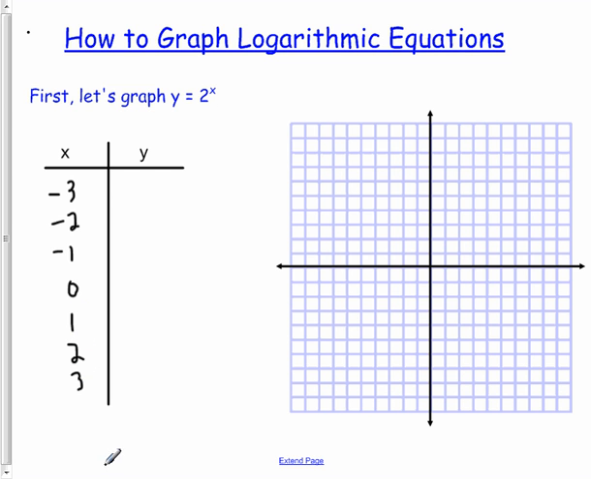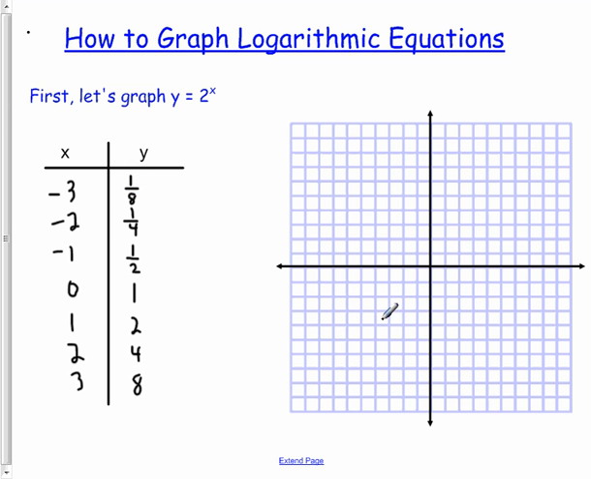So if we have, let's start at the bottom here, 2 to the third, that's 8. 2 squared, that's 4. 2 to the first is 2. 2 to the 0 is 1. 2 to the -1 would be 1 over 2 to the first, so 1/2. 2 to the -2 is 1 over 2 squared, so 1/4. And 2 to the -3 would be 1 over 2 to the third, which is 1/8.